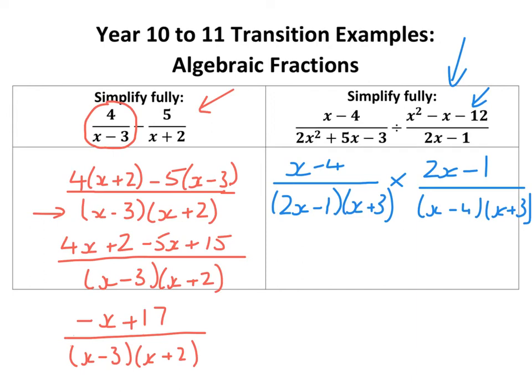Now then, I can cancel a whole load of stuff. So that cancels with that, that cancels with that, and I end up with, well, everything on the top's cancelled, so 1 on the top, and I've got x plus 3, or x plus 3 squared. Either one, absolutely fine. That's a pretty straightforward one, but the principles are the same.